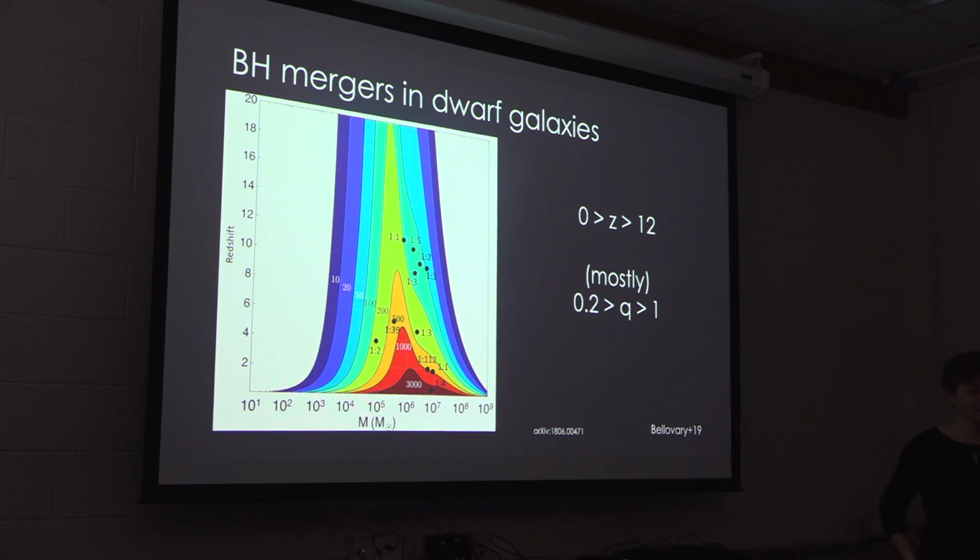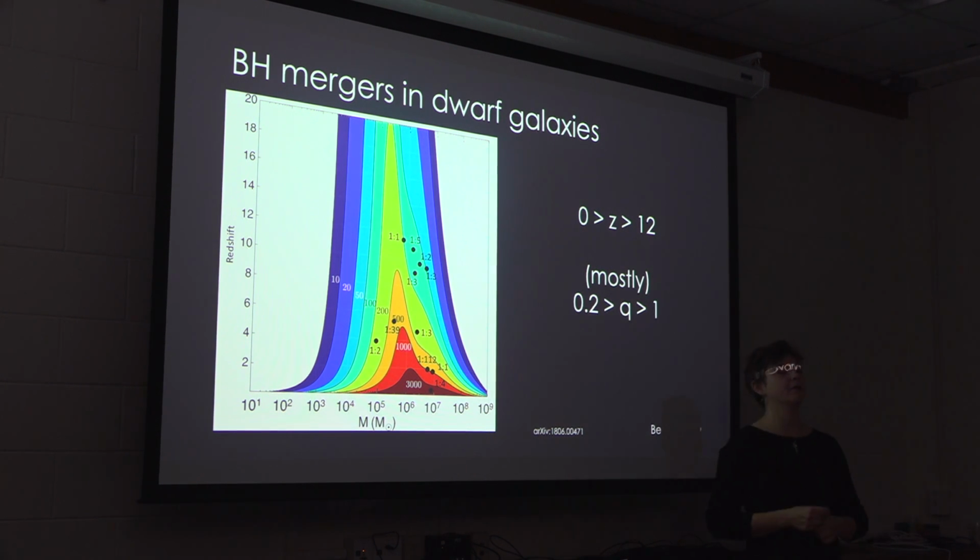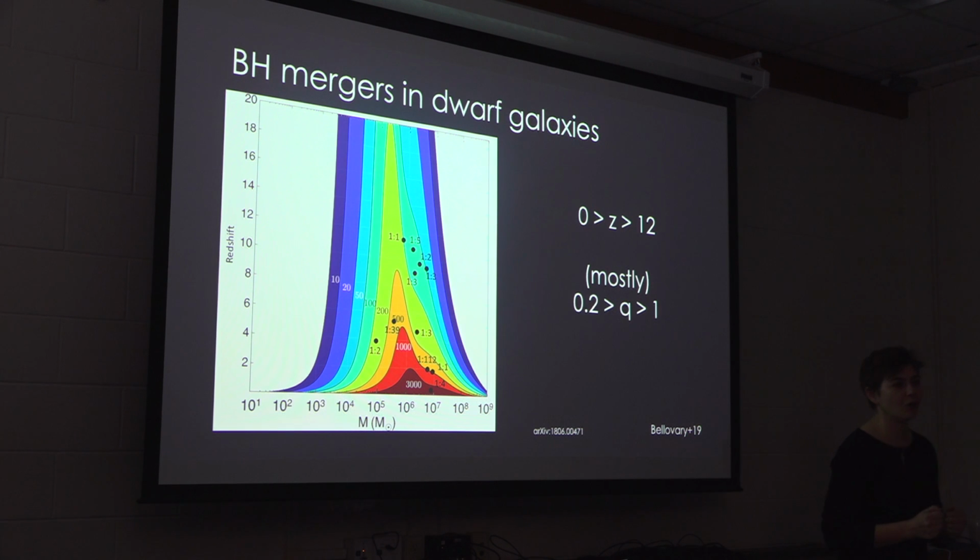What do you define as a merger? Good question. We definitely ignore a lot of physics. Basically, when they get close together and have low relative velocities, then we allow them to merge. So there's definitely no gravitational wave timescale. There's no fixing the final parsec problem. All of that is swept under not even a rug, but like a mattress.